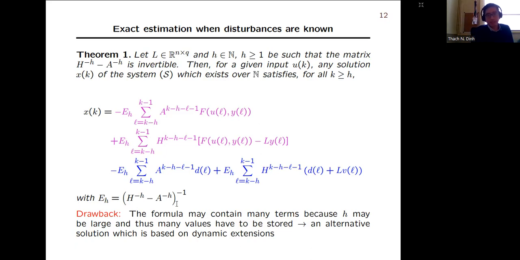Of course, as you can notice, the drawback here is that the formula may contain many terms because S may be large. We can choose S. So if we choose S very large, many values have to be stored. So that gives a motivation to find an alternative solution based on dynamic extensions.